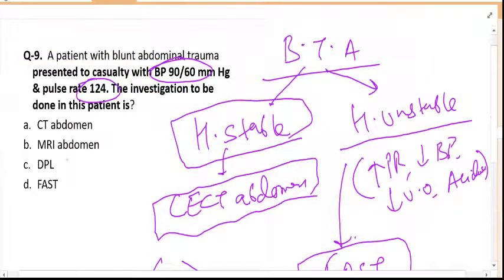So in our question, hemodynamically unstable, FAST is to be done. MRI has no role. CT is for stable patients. DPL was one of the procedures. Nowadays, because FAST is there, DPL is not used.